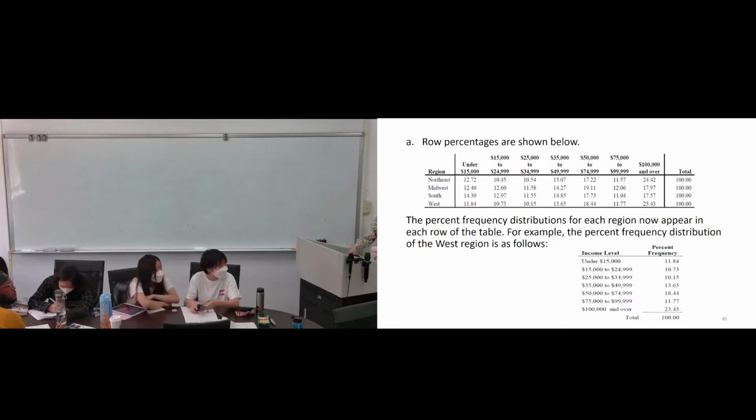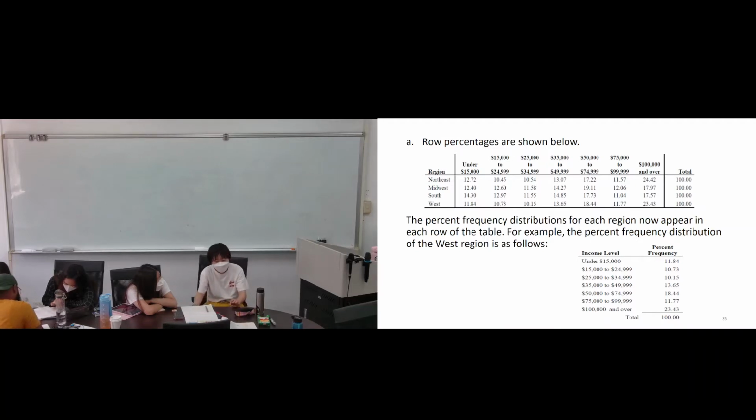Well, this is the table I would like Lovely to do. That's for Lovely, the row percentage. And then Momoka will take care of the Northeast. Jovita will take care of Midwest. Chai will do South, and Michael will do West.